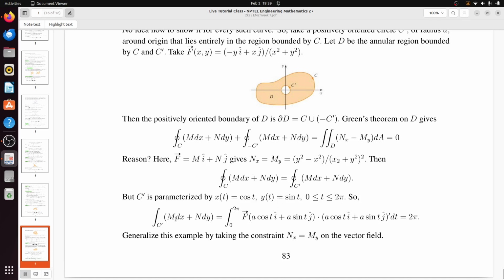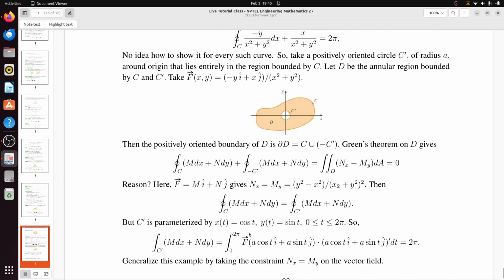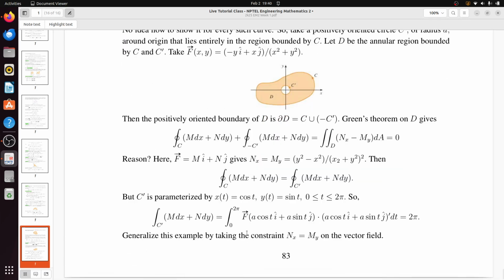So this M dx plus N dy, you need to put it here, integral 0 to 2 pi of F, there will be no a, there will be simply this F vector, you need to replace it with cos t i cap, sorry, there will be no a, there is also one typo, these are not to be considered, and then you will finally get the answer to be 2 pi.